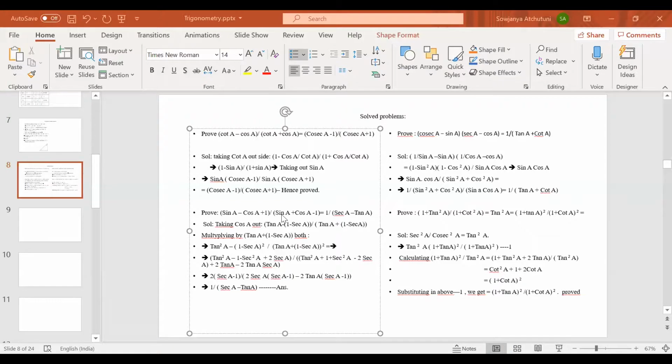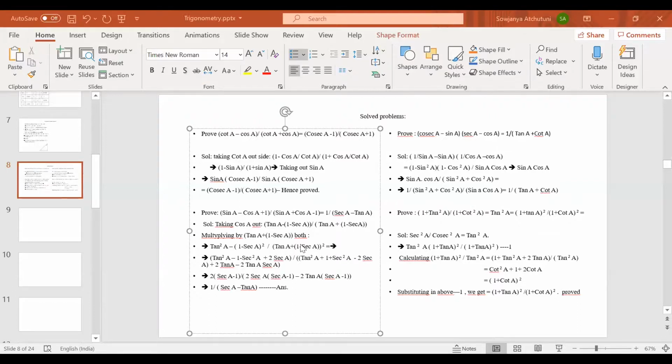Similarly, at the bottom, sin A by cos A is tan A. Cos A by cos A is 1, minus 1 by cos A is minus secant A. So everything I converted into secant A and tan A. So now it is A plus B by A minus B. So I am multiplying up and down by A plus B. So in the top we get A square minus B square, and at the bottom we get A plus B whole square.